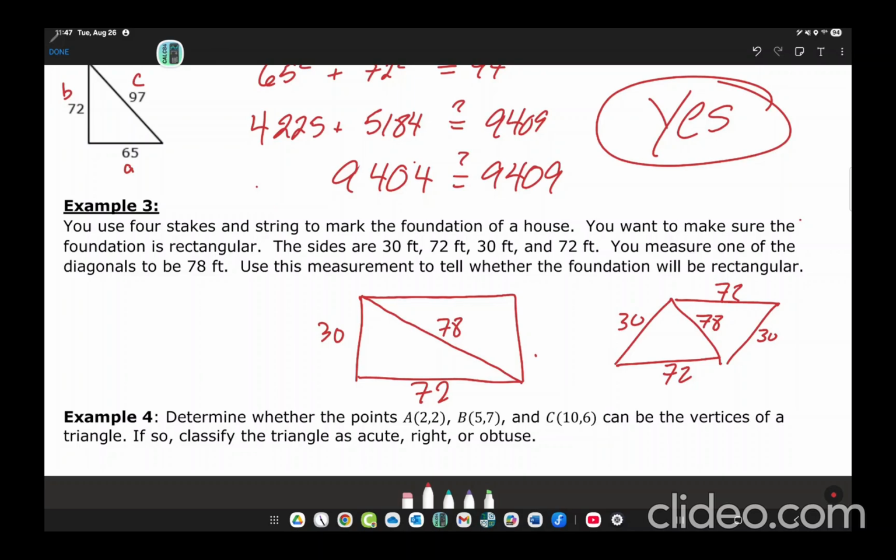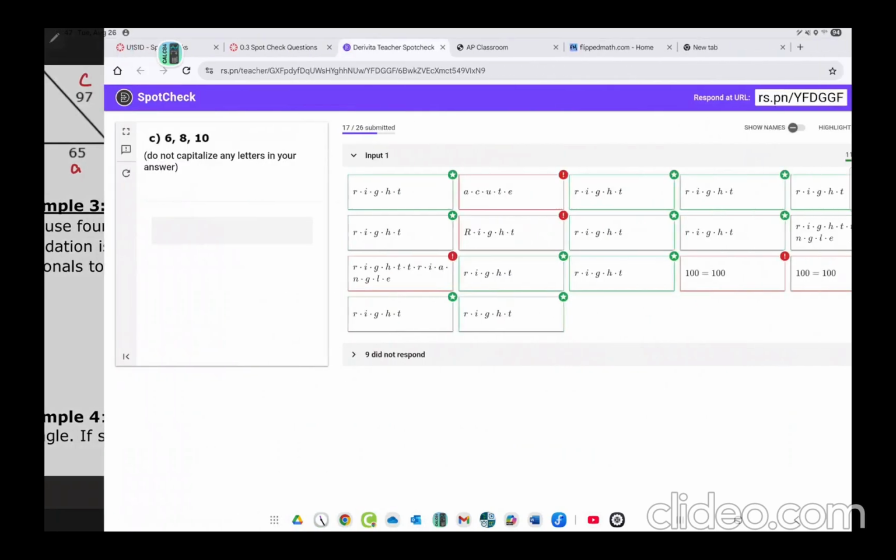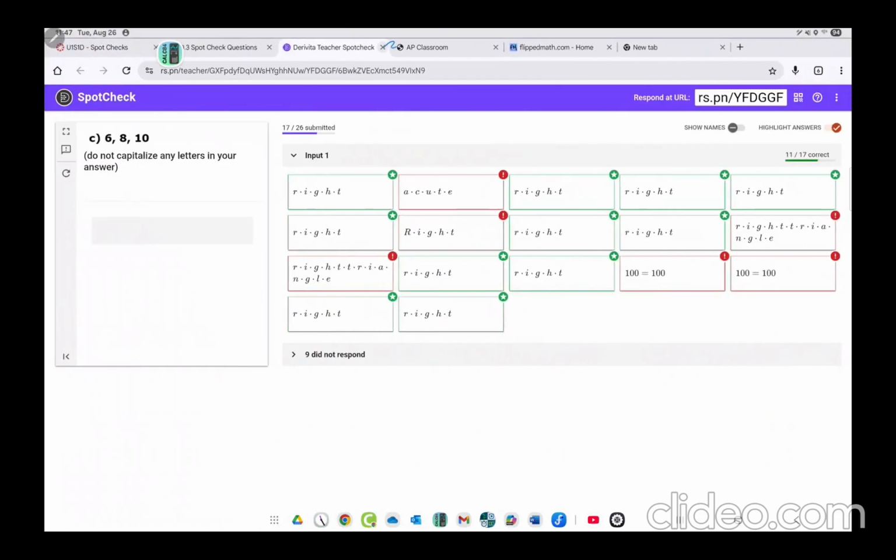So, how do you know if you have a rectangle? Well, does that make a right angle? How can you tell if it's a right angle? Does a squared plus b squared equal c squared? All right, so that's your spot check. Roll it out here.